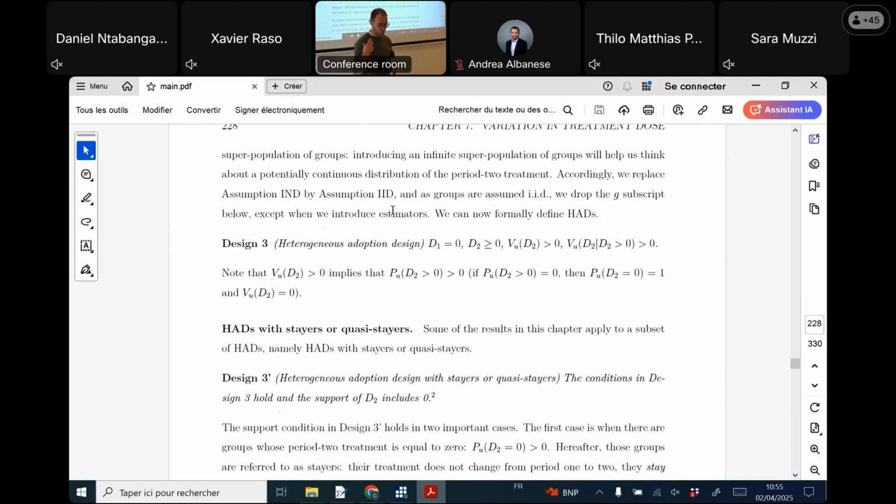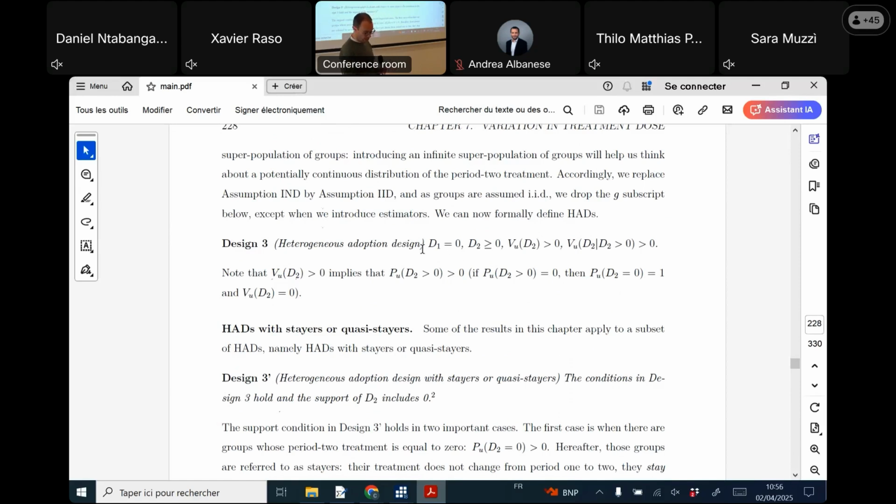And the reason why we introduce the infinite superpopulation is that we want to allow for the possibility to have a continuously distributed treatment at period 2, and the notion of a continuously distributed variable requires introducing an infinite population.